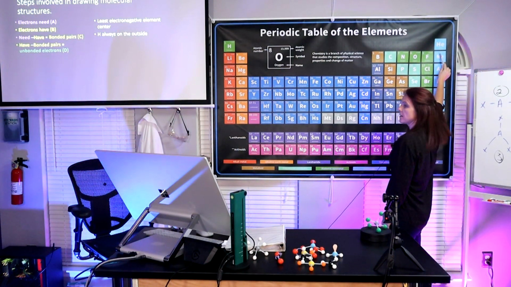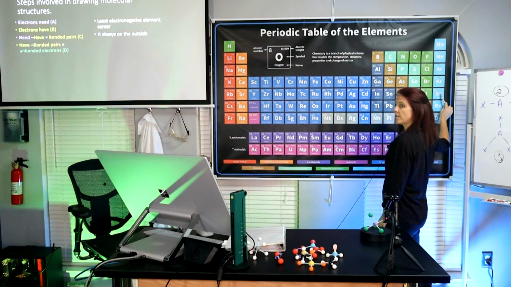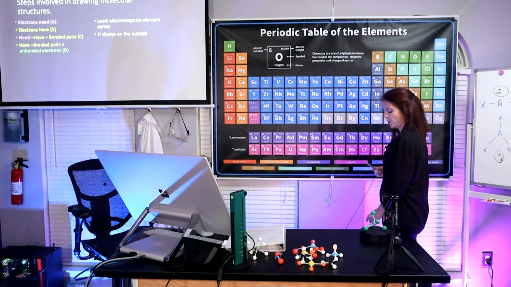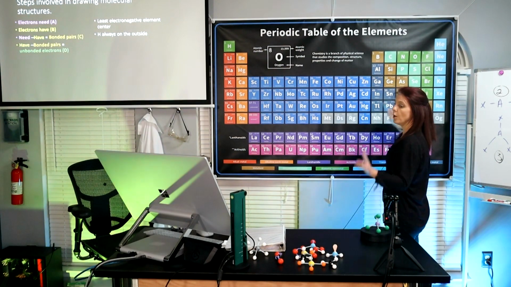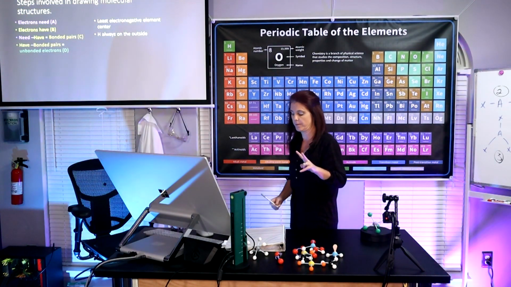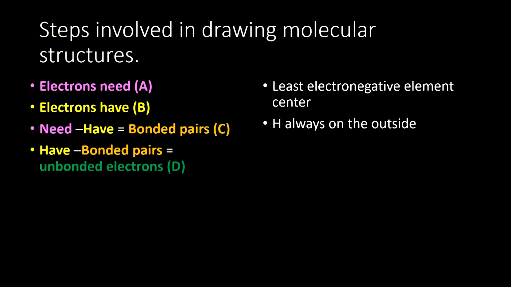Our noble gases are also called the inert gases because they have a full set of electrons in their outside shell. So they have 8 valence electrons. But obviously remember that helium will only have 2 valence electrons because it's in period 1. It only has a 1s orbital.